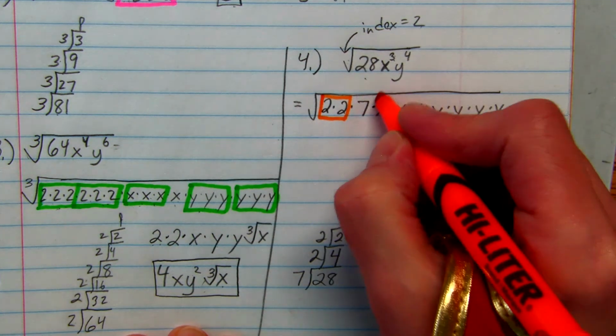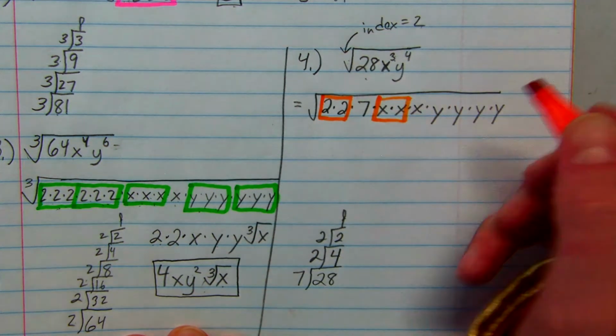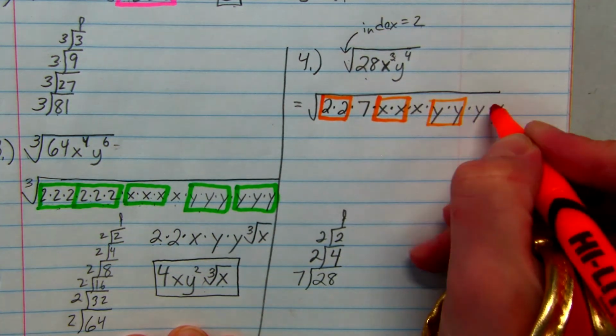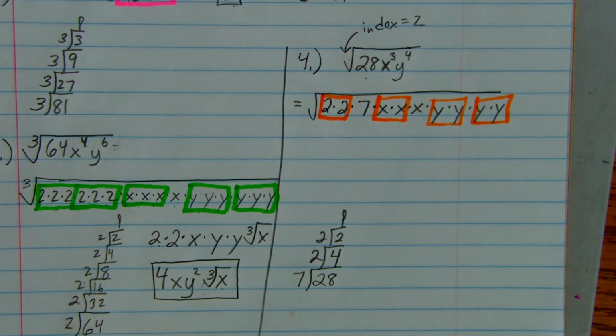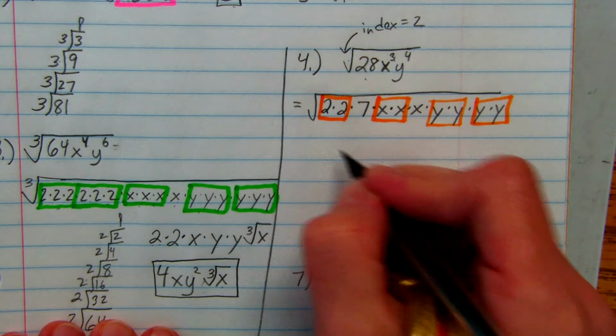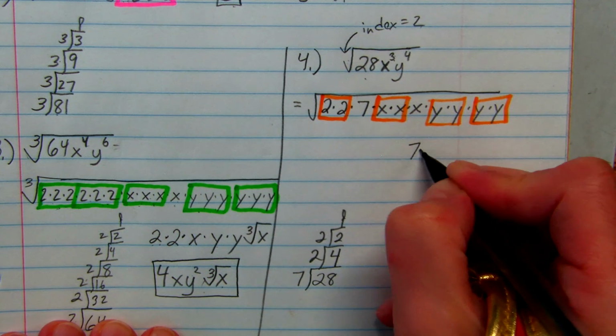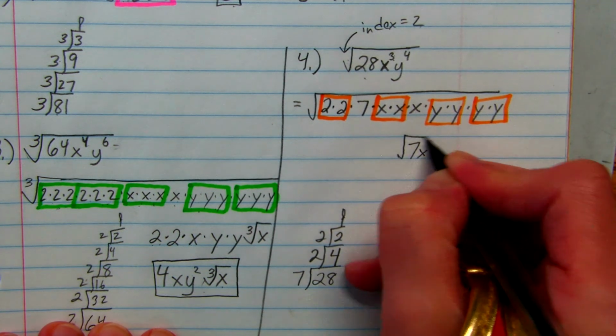Okay, so then we'll do a pair of 2's, a pair of x's, and then we have a pair of y's and another pair of y's. So you have a 7 and an x left over. So you have 7 and x left inside. If you want to write the 7 and the x inside the square root first, you can.